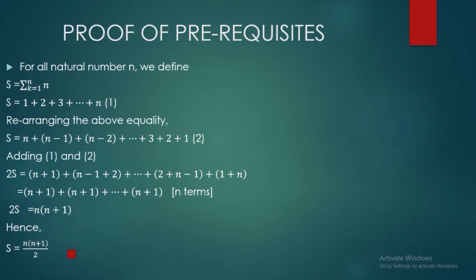So if we add the first equation and second equation, we get 2s equals n plus 1 plus n minus 1 plus 2 plus all the way up to 2 plus n minus 1 plus 1 plus n, which is equal to n plus 1 plus n plus 1 plus n plus 1 all the way up to n plus 1, which has n terms in it. So we can write it as n times n plus 1 because it contains n terms. Hence, dividing both sides by 2, we get s equals n times n plus 1 divided by 2, which is very useful in our proof.